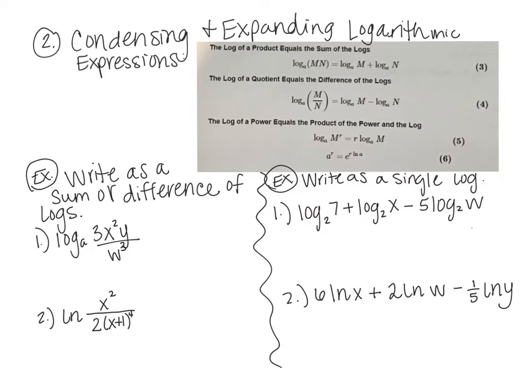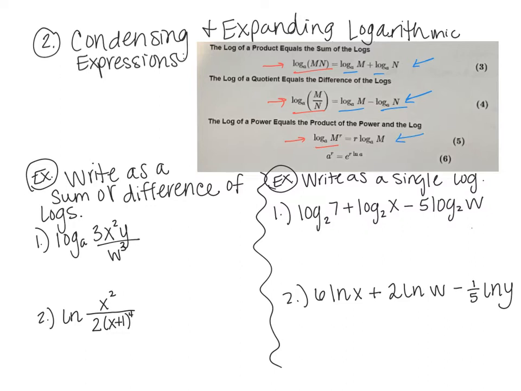So we've got the individual properties here, meaning that in a condensed form, I know that it's condensed when I have only one log. So here I would be condensed, condensed, condensed. I would be expanded if I have multiple logs. So see, I have 1, 2 logs there, so I'm expanded.